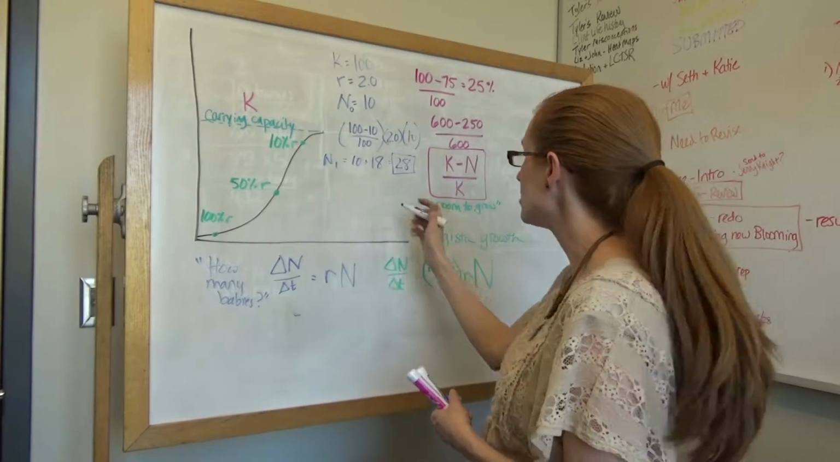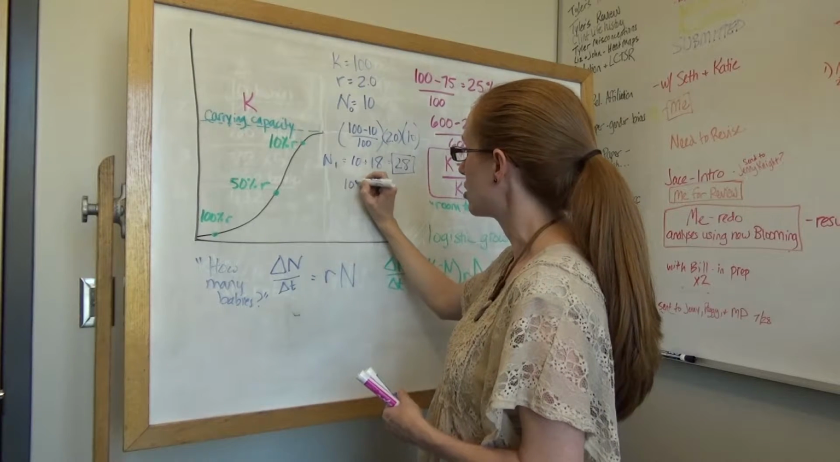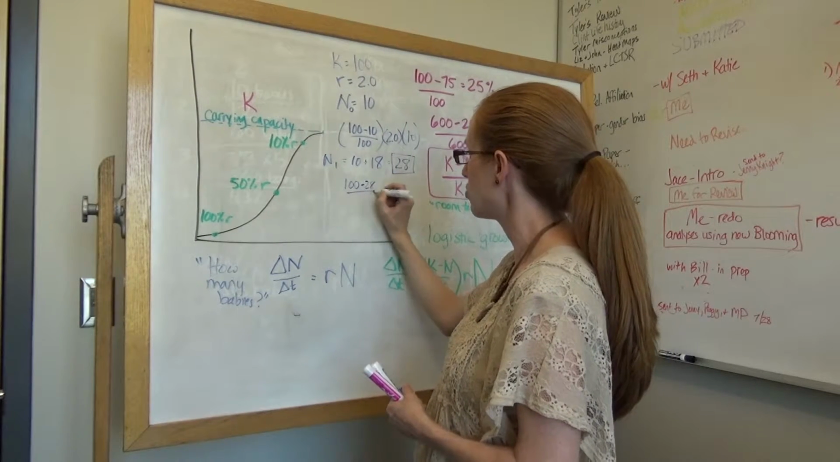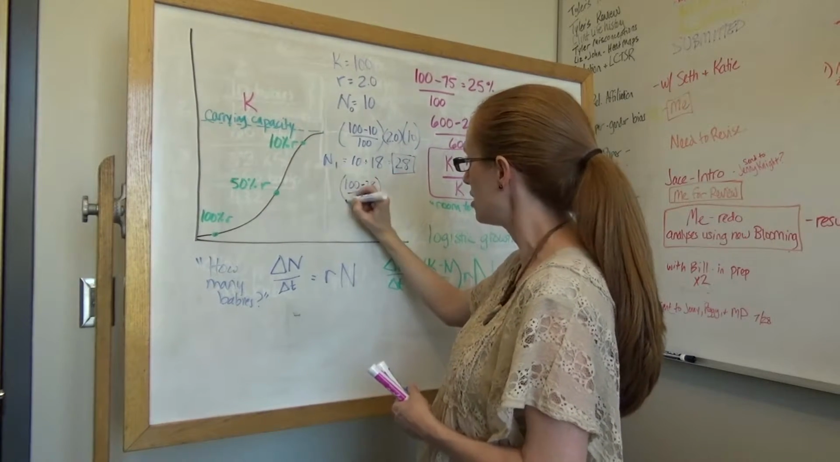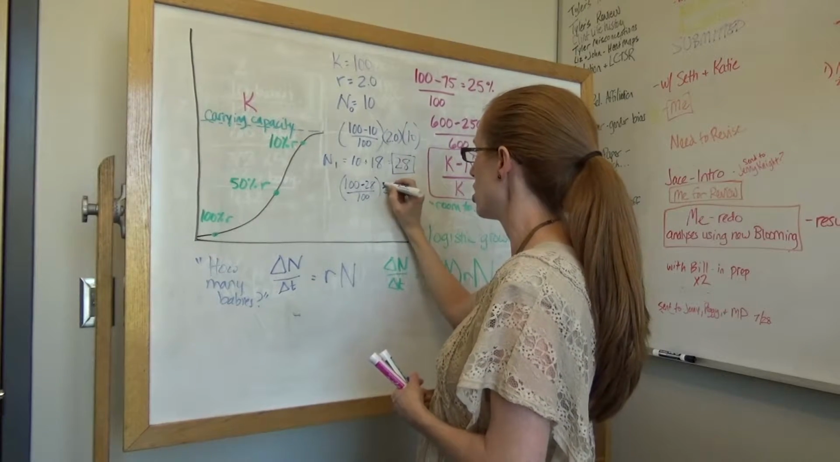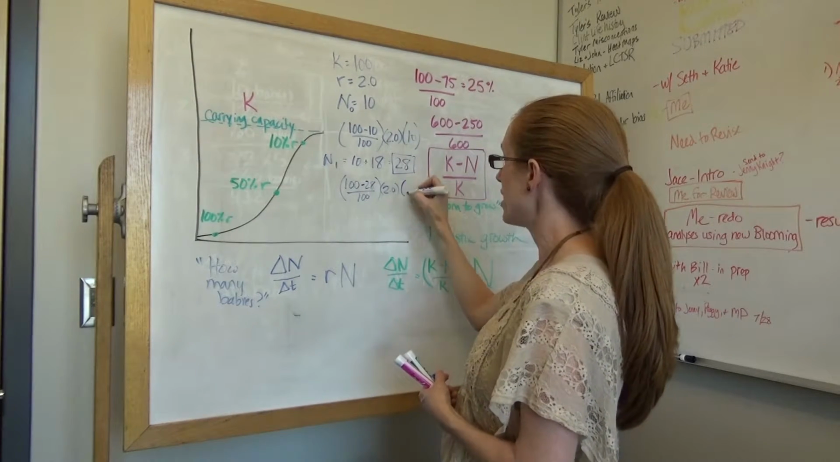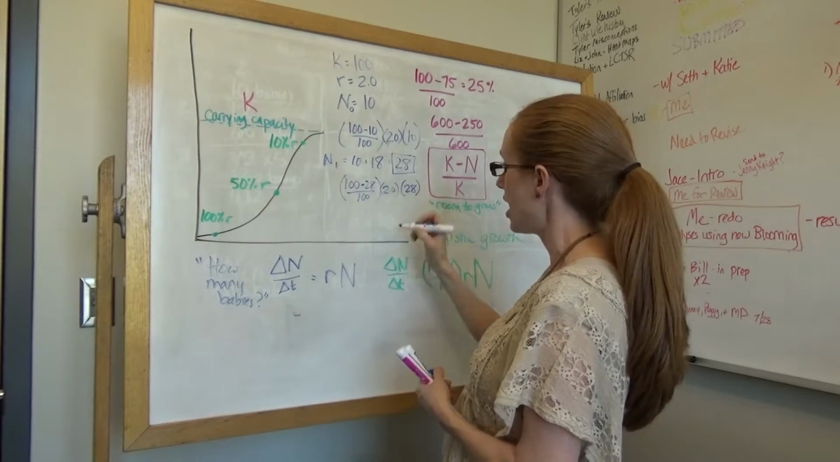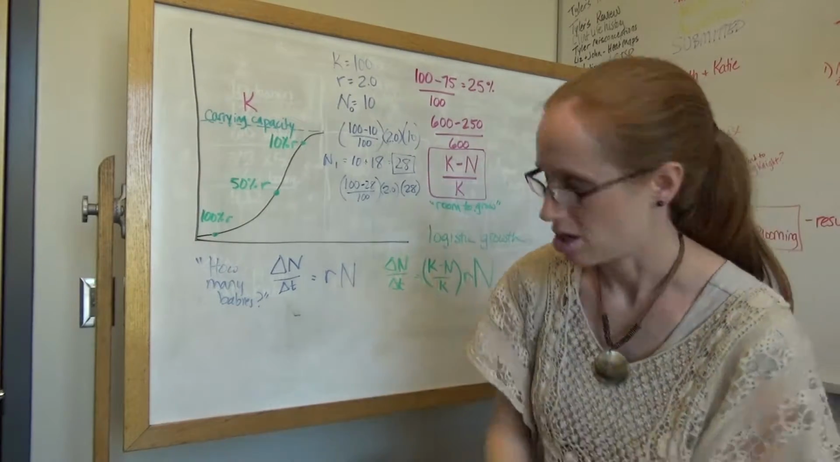So then we take 28. If we're at 28 of our carrying capacity, so 100 minus 28, what percentage of our carrying capacity is that? Okay, we multiply that by 2.0, and then we multiply that by the 28 individuals we have. How many babies are we going to get out of that? All right, so let me do that one.